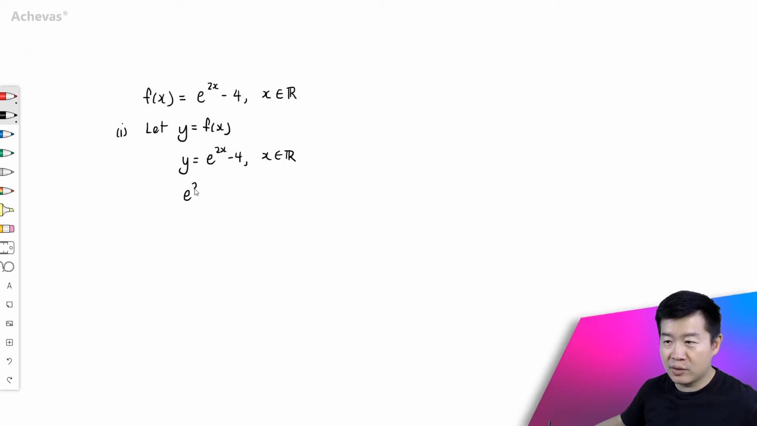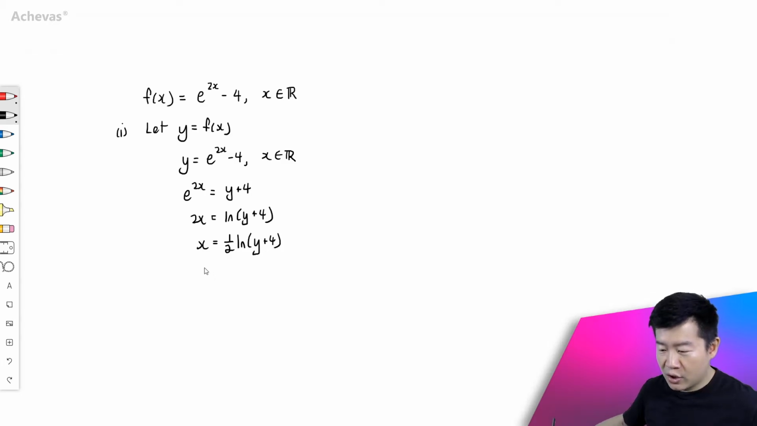So we have e to the power of 2x equal to y plus 4, which means that 2x is equal to ln of y plus 4. So x is simply half of ln of y plus 4. So when it comes to the expression of f inverse of x, using this, it is just half ln of x plus 4.